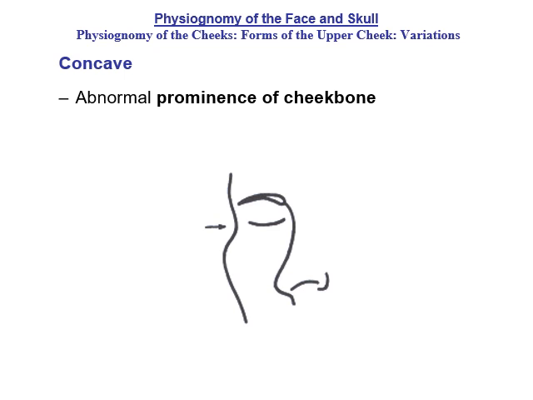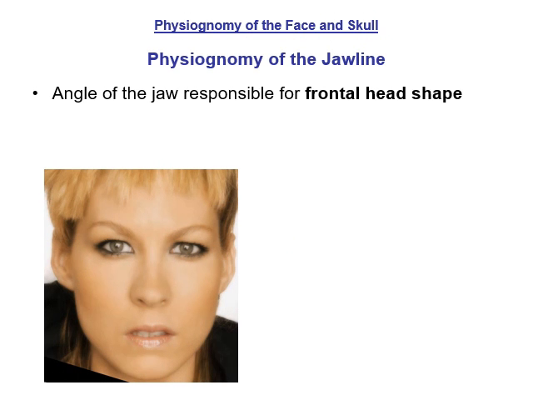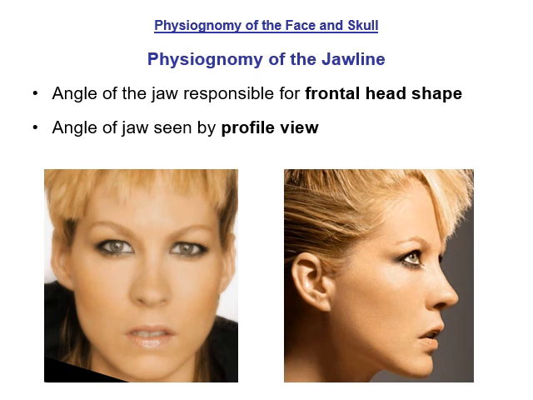We're going to now look at the physiognomy of the jaw. So the angle of the jaw is responsible for a couple of things. It will help to form the frontal head shape, okay, as do the cheeks and the forehead. That's where you get your skull shapes from. It will also impact how the person's face looks from the profile. So if I have a short ramus, my jaw is going to go straight down to my chin. If I have a longer ramus, it's going to be a little bit more towards 90.